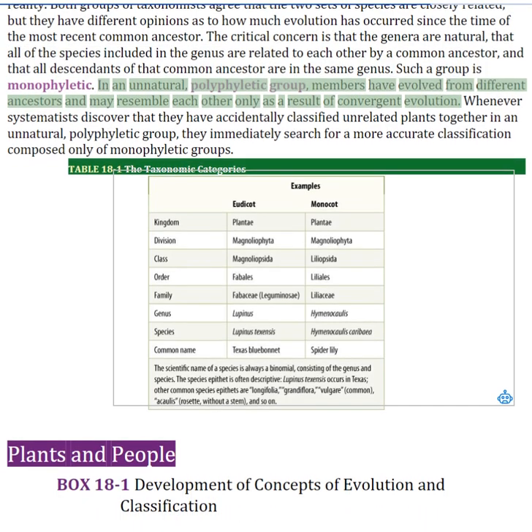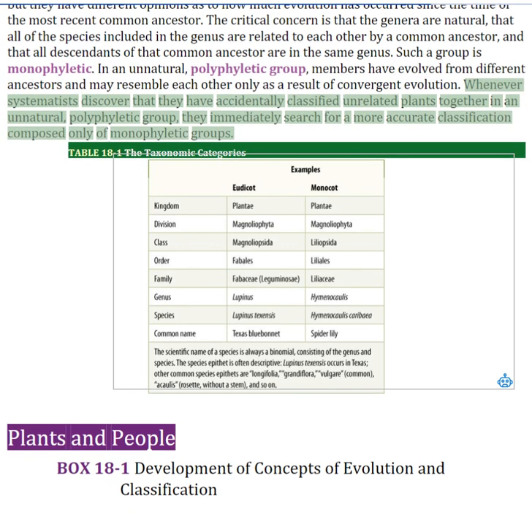In an unnatural, polyphyletic group, members have evolved from different ancestors and may resemble each other only as a result of convergent evolution. Whenever systematists discover that they have accidentally classified unrelated plants together in an unnatural, polyphyletic group, they immediately search for a more accurate classification composed only of monophyletic groups.